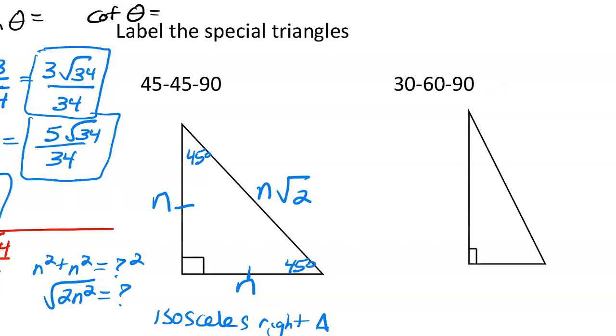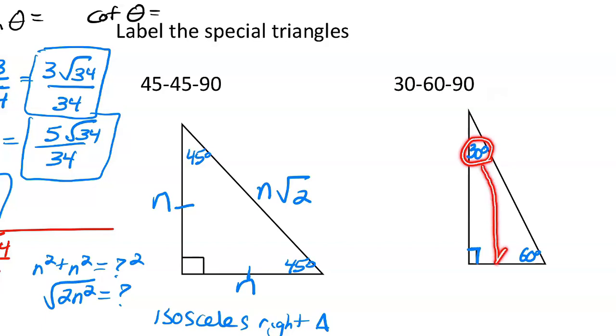The pattern for a 30, 60, 90 triangle, let's label the angles. Looks like the 90 is already labeled for us. The smaller of the two looks like this one. The middle sized angle is this one. So with our 30, 60, 90, we base everything off of the side opposite of the smallest angle, 30.